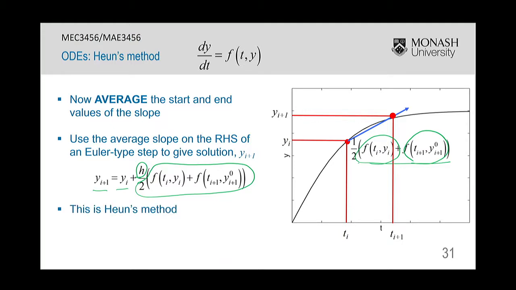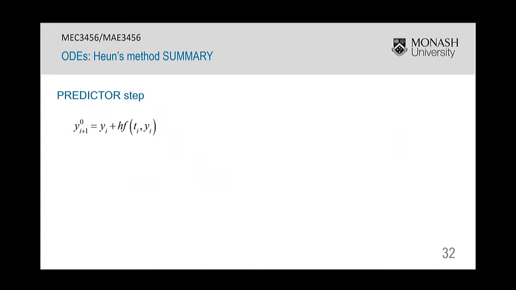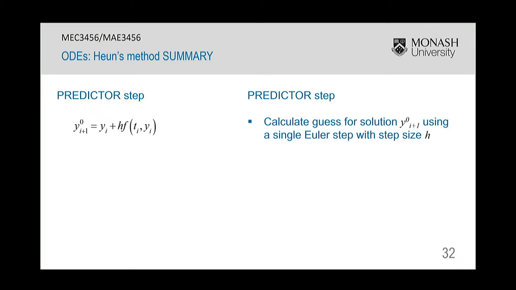This is Heun's method. It's a type of scheme known as a predictor-corrector scheme. So in the predictor step, we do an Euler update. It calculates a guess for the solution using a step size of h. We know that this is not correct.